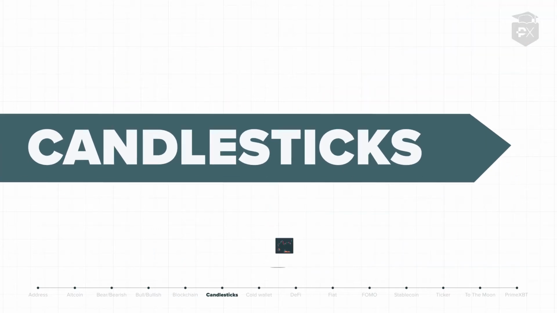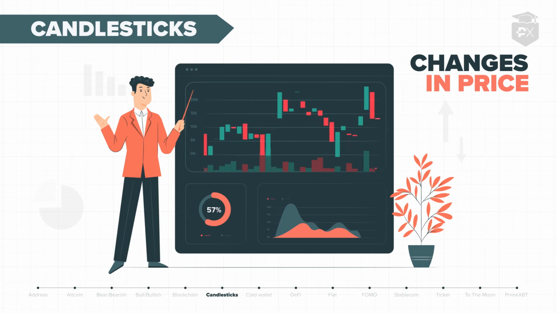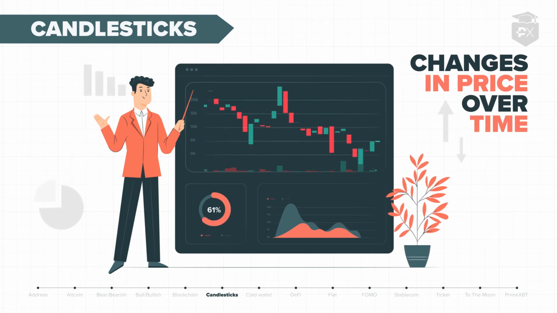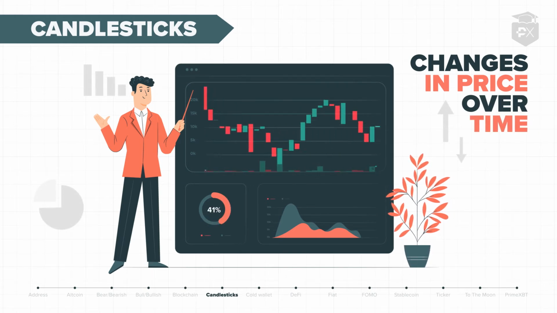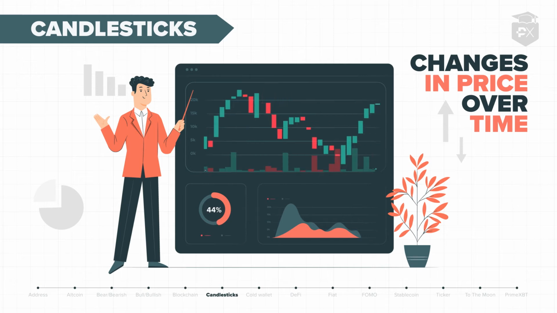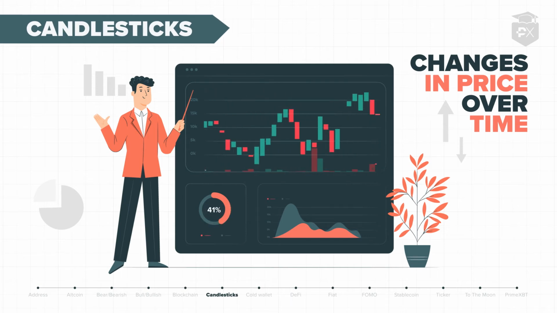Candlesticks. A candlestick chart is a method of determining changes in price over time. The technique is very commonly used in crypto trading, since it indicates bullish or bearish reversals.